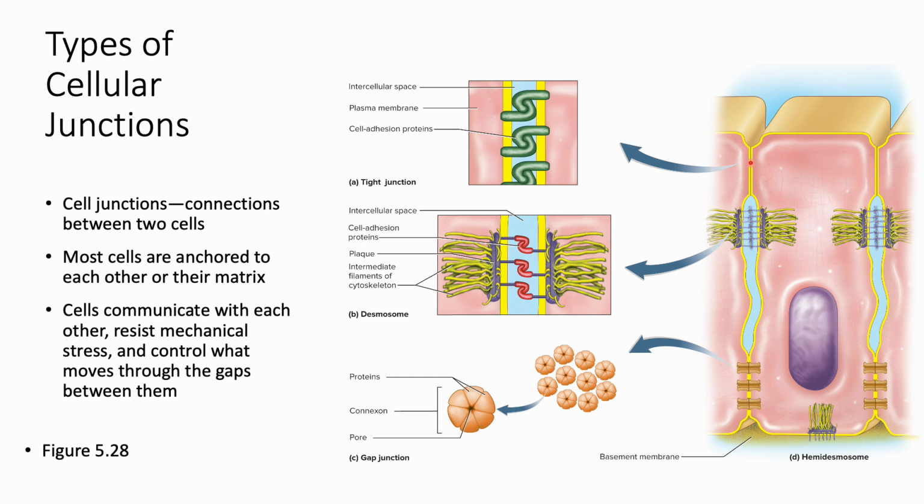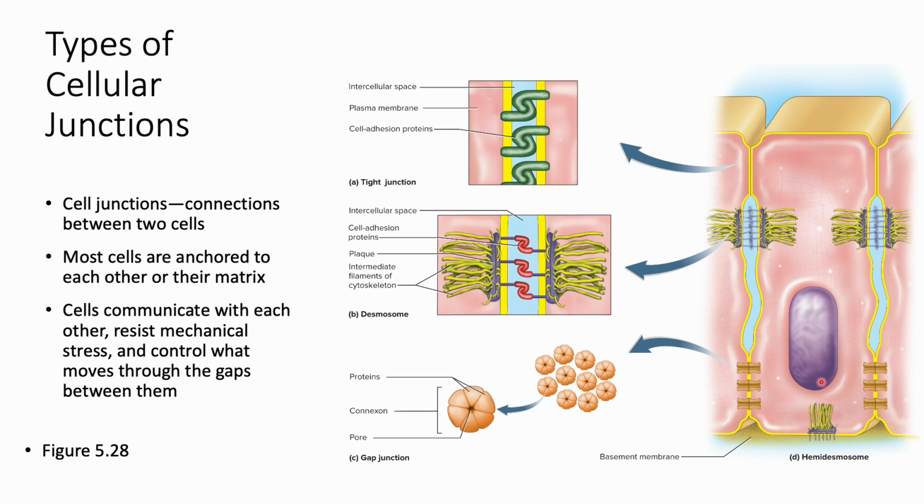Here at the top of the apical part of this cell, we see our tight junction. Here we see our desmosomes. At the bottom here we see our gap junctions, also called communicating junctions. And at the base of our cell, we have our hemidesmosome.